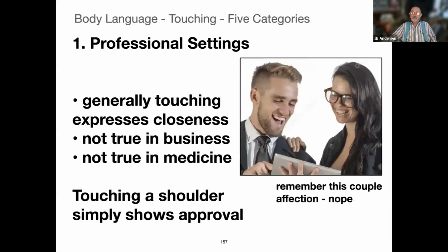5 categories of touching. Professional settings. I showed you this picture last week, and it's a couple, and she's got her hand on his shoulder. They're both smiling. They're looking at something on an electronic pad. They're not facing each other, however.